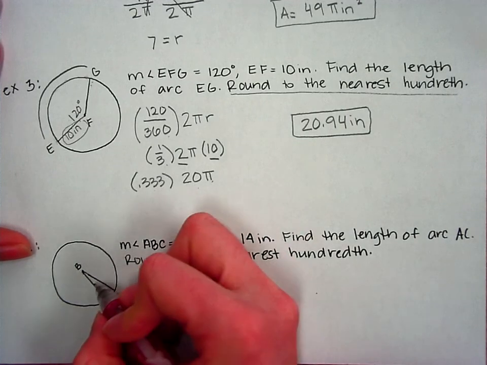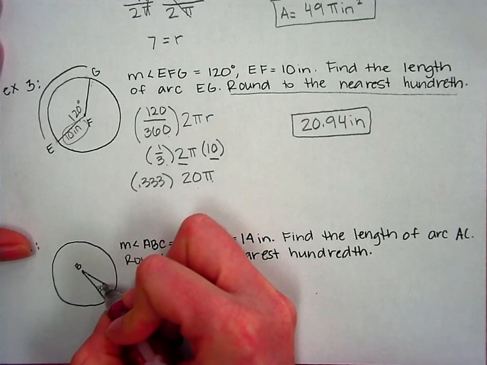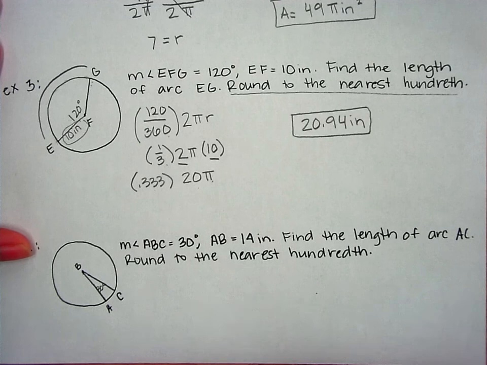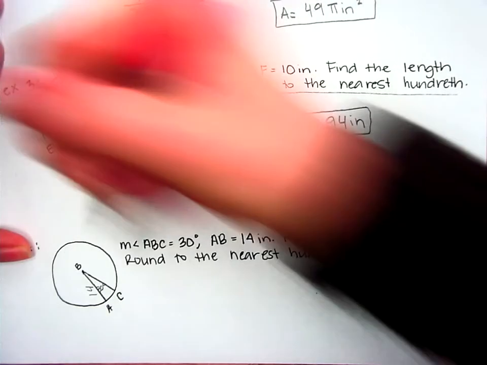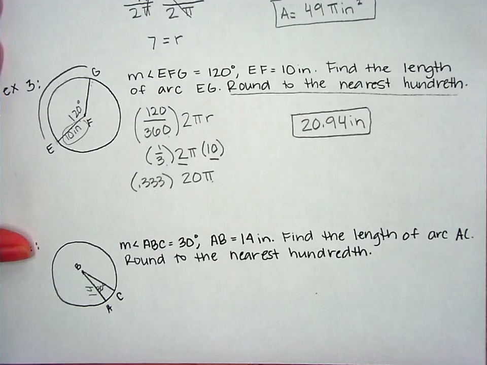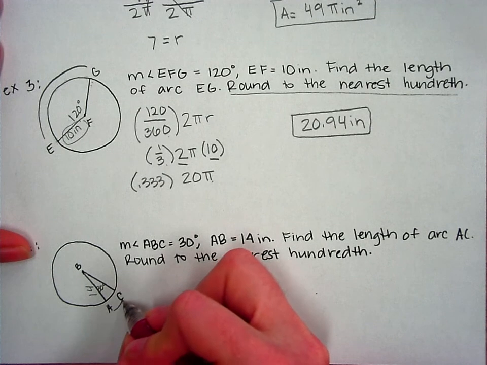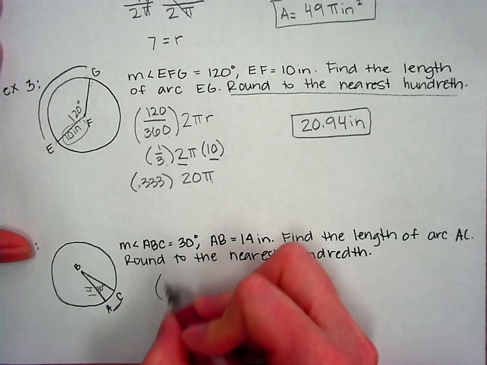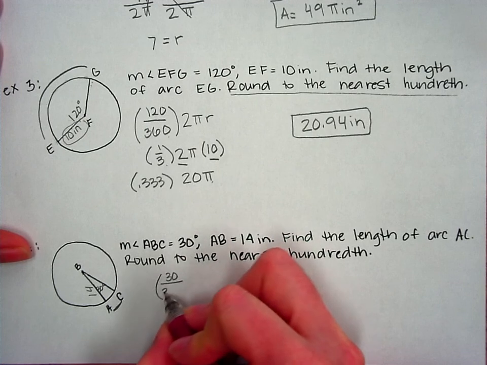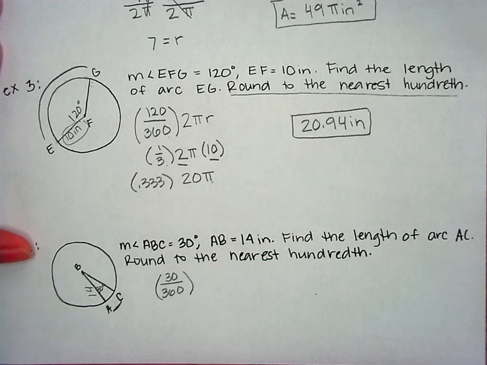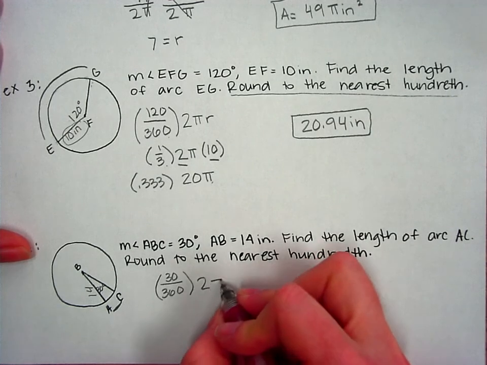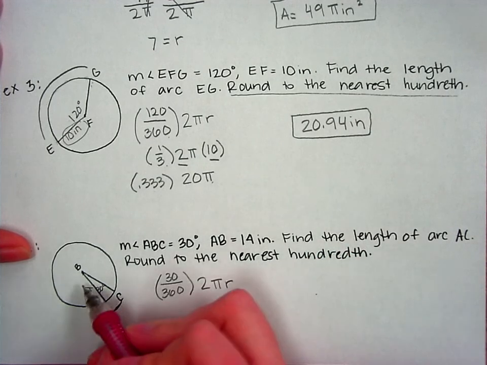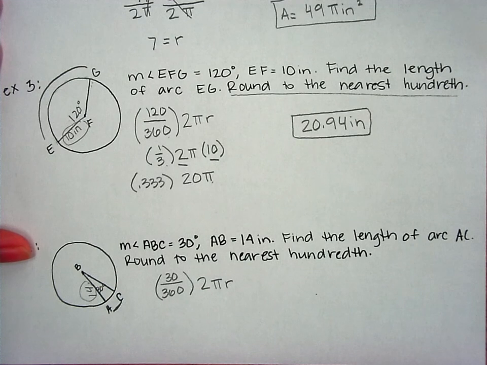This one says that this angle right here is 30 degrees and that AB is 14 inches. They want you to find the length of arc AC. That's just this part of the circle right there. So I know I'm only looking for 30 degrees out of 360 degrees of the whole circle. That's the fraction or the portion of the circle that I want the circumference of. And then my circumference formula is 2 pi r. They told me r, it's the radius right here, which is 14.